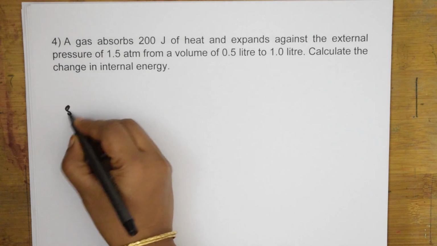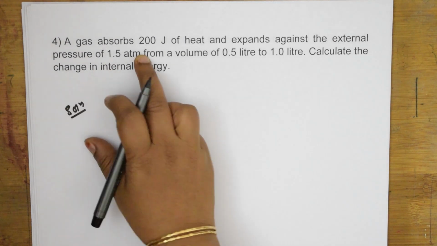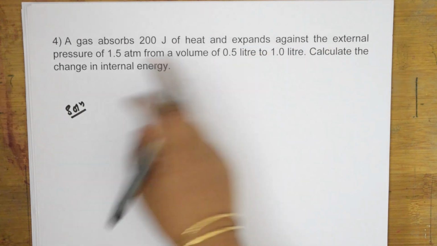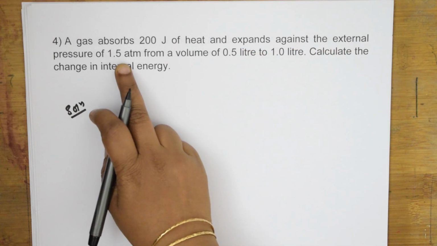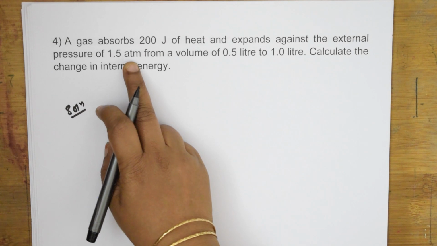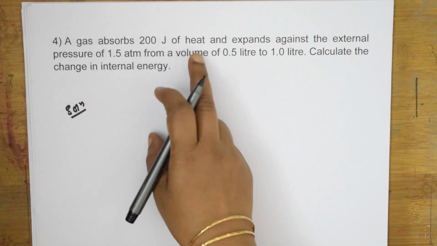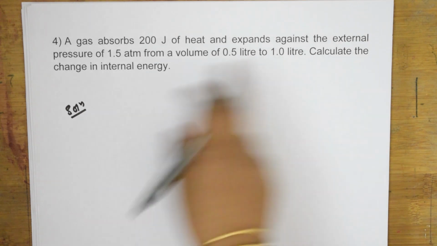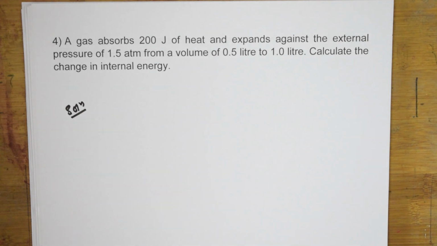Let's do the fourth numerical, simplest numerical. What do they give me? A gas absorbs 200 joules of heat and expands against the external pressure. There is an external pressure of 1.5 atmospheres, and the gas is expanding from a volume of 0.5 liter to 1 liter. Calculate the change in internal energy.